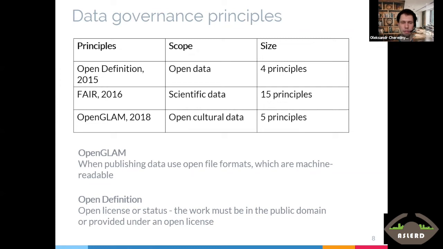Below you can also see examples of the principles. For example, one of the OpenGLAM principles states that publishing data should use open file formats which are machine readable. Formats which are not machine readable should not be utilized and should not go further.